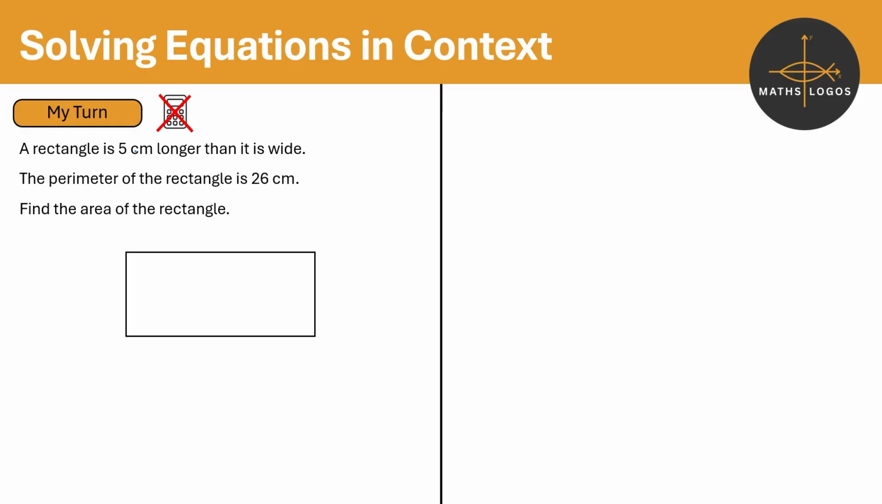So our next examples involve some shapes. Let's have a look. A rectangle is 5 centimeters longer than it is wide. The perimeter of the rectangle is 26 centimeters. Find the area of the rectangle.